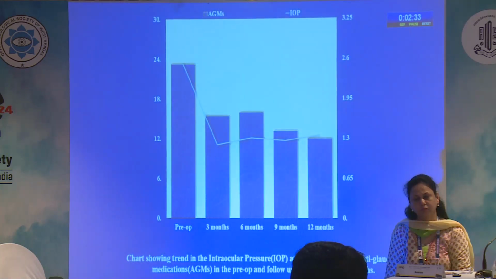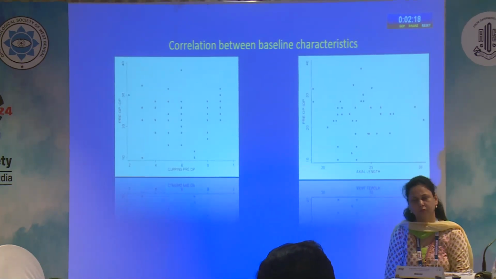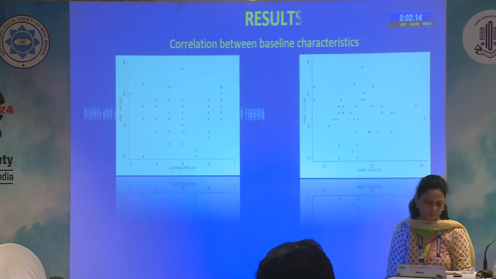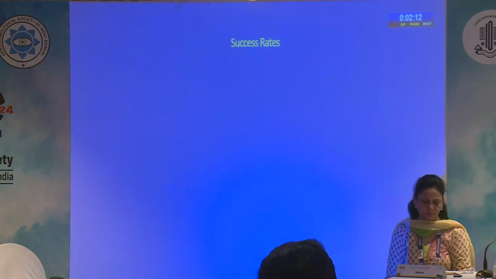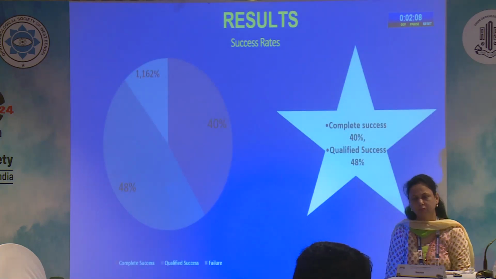This is a chart which shows the trend in the intraocular pressure and the anti-glaucoma medication. As we see, the anti-glaucoma medication declined over a period of 12 months, and also the IOP fell along this period. And we plotted a correlation between the IOP and the cupping and axial length, but there was no significant result. Now, the success rates were complete success of 40% and qualified success of 48%.